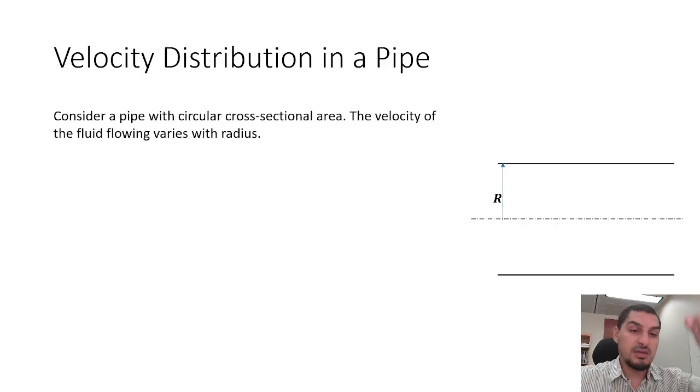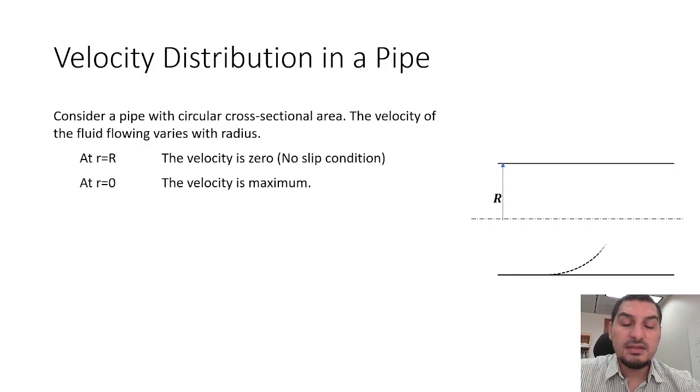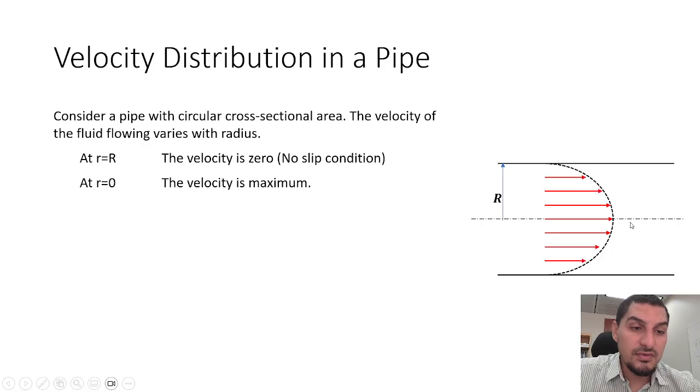We know from before that the pipe is stationary and the fluid is moving. So the layer of the fluid that is touching the inside of the pipe is going to have zero velocity because of the no-slip boundary condition, and the fluid at the center will have the maximum velocity because of the symmetry. It's going to be 0 here and 0 here, and the maximum would be in the center, identical in the two halves. So the velocity here is maximum and the velocity here is 0.